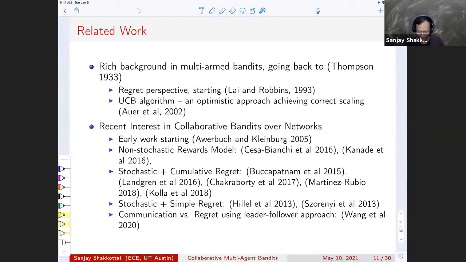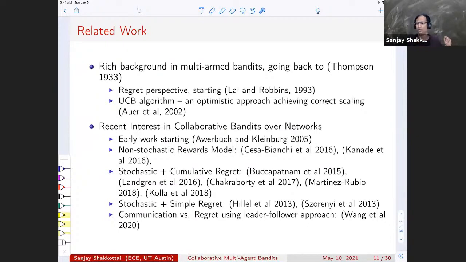The one I'd like to talk about in a little more detail, which again focuses on communication versus regret, is this very recent work by Wang, Proutiere, and collaborators at KTH. They have a similar interest as ours, meaning a communication versus regret focus. What they study is a leader-follower approach where one leader is elected, plays all the arms, and does all the exploration, and all the followers don't do any exploration. When the leader recommends a particular arm, all the followers just match that. They come up with a clever variant of the KL-UCB algorithm, which minimizes switching between arms. They show that their algorithm achieves optimal total regret, meaning the sum across all agents, with very minimal communication.